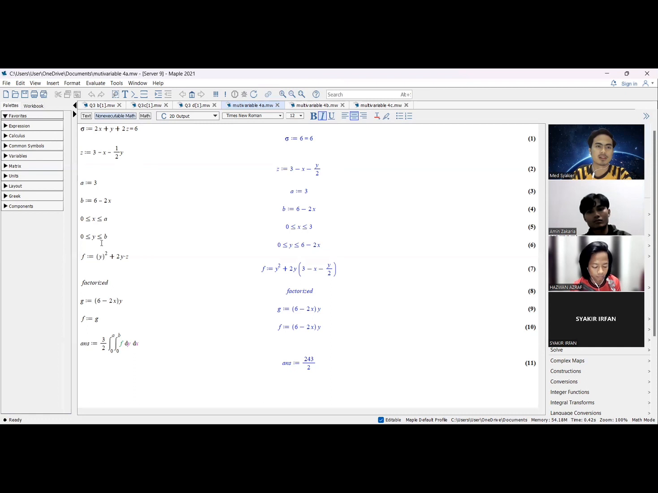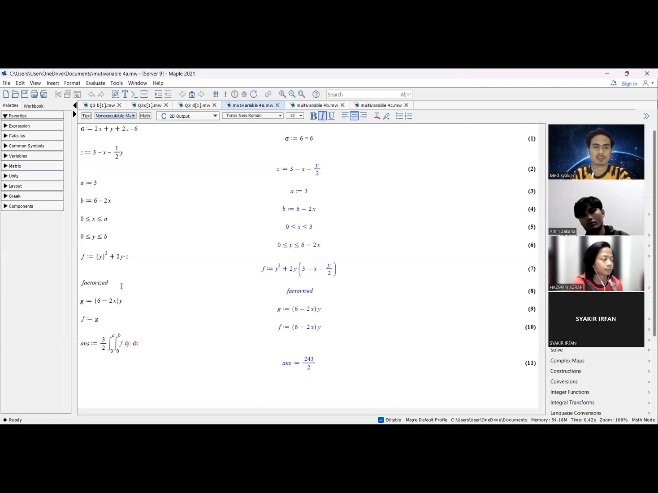Also type the range for y: greater than or equal to 0, and b is greater than or equal to y. Then we get y greater than or equal to 0, and 6 minus 2x is greater than or equal to y. Then we type the f function equal to y squared plus 2yz. Then we get the equation y squared plus 2y times (3 minus x minus y over 2).